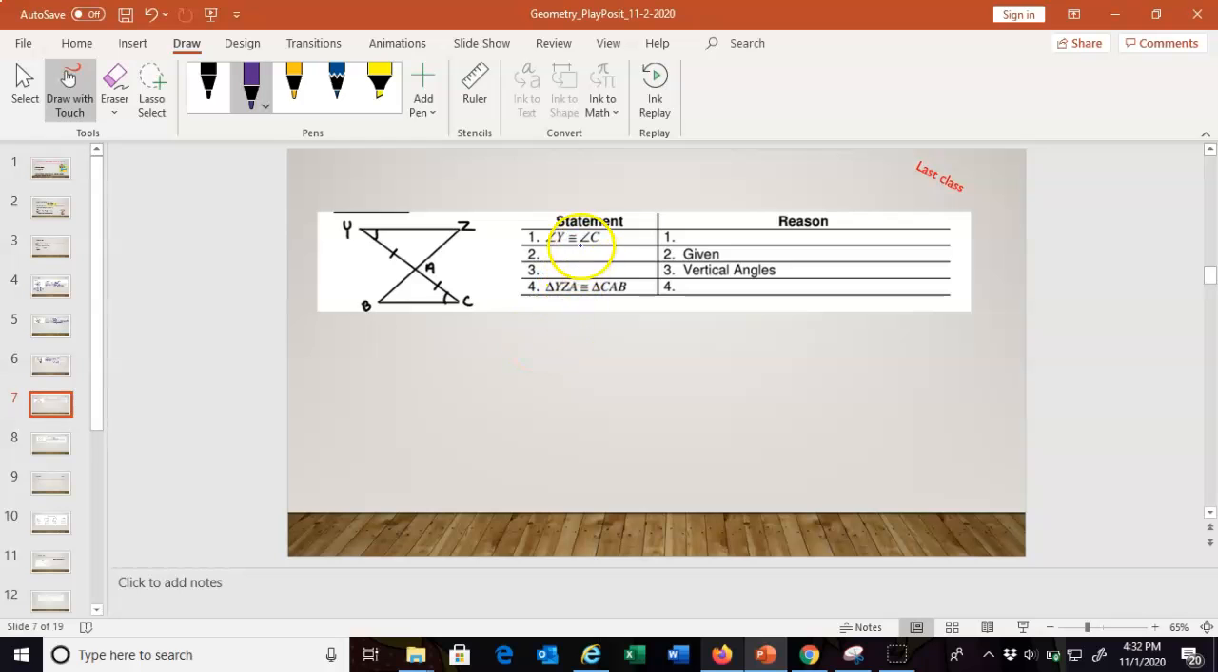Here's our next one. Angle Y and angle C. Those are both marked in the diagram, so that is given to us. And then number 2 says, what else is given? What else is given in the picture? Oh, the markings on the side length.